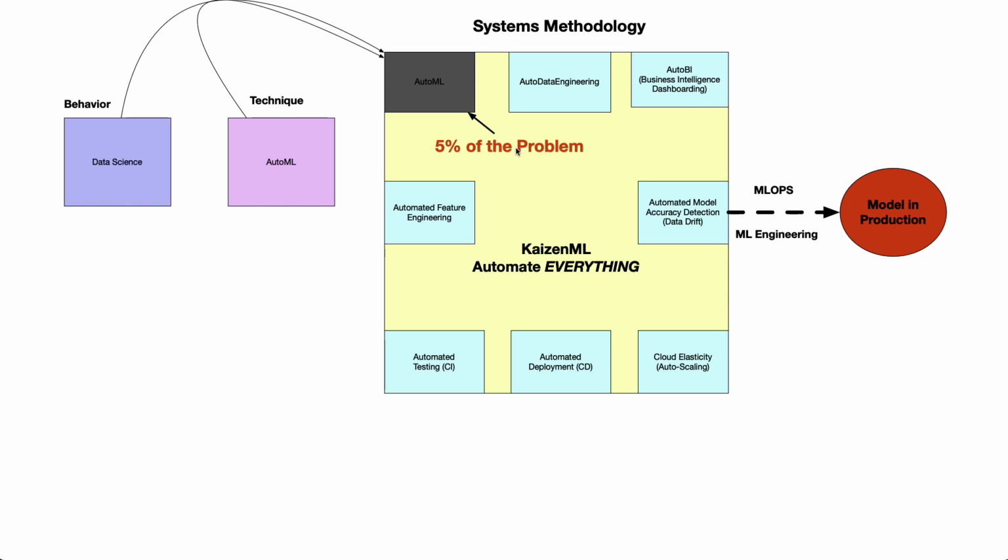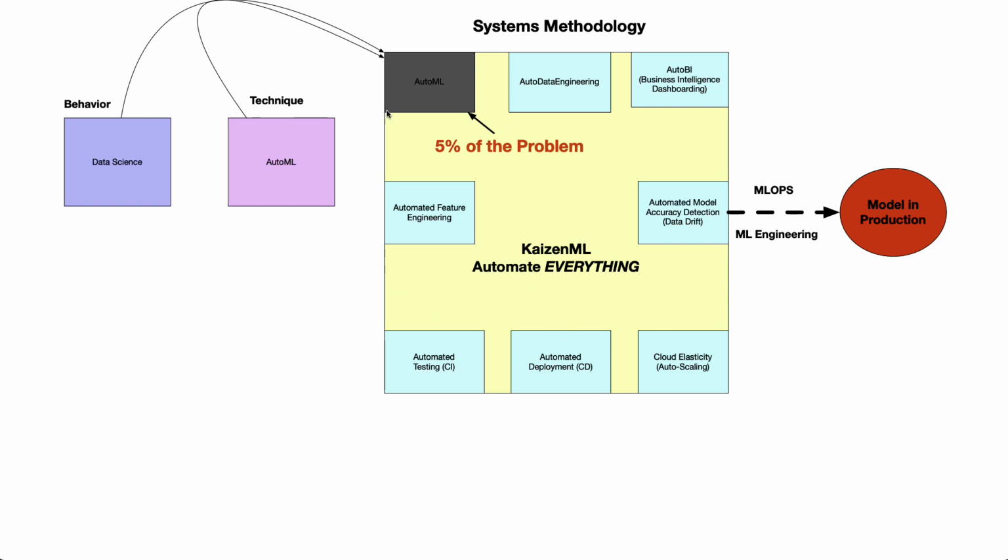Again, imagine a company like Tesla that's building autonomous vehicles. I'm sure they have some form of automated ML, though I don't know for a fact. But how does that give the model to the car, right? That's a totally separate process. You need to have automatic testing of your software. You need to have automatic deployment. You need to have elasticity where the model is being trained.